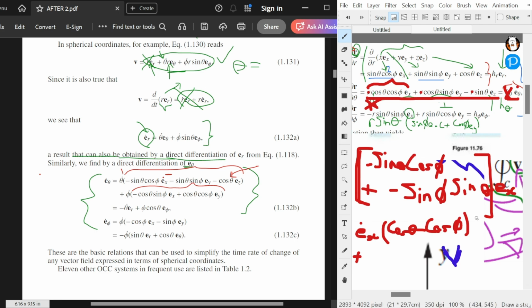I'm still a little confused. Where did this guy go? Where did the EX dot go from here? I don't see any. Maybe it'll be made clear as we move on.